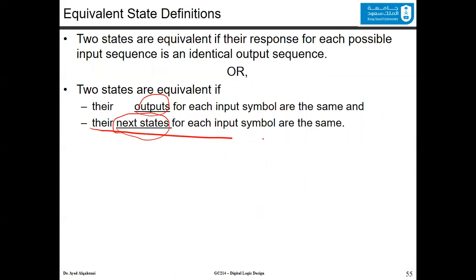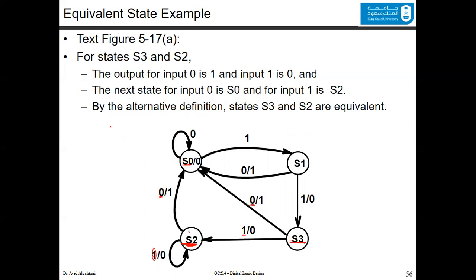This part here is okay. Up to this point, they look equivalent, S2 and S3. We need to check also the output. Now, for S2 and S3, if the input is 1, we noticed that the output is 0. Good. We covered input 1. For S2 and S3, if the input is 0, we check the output and we found that the output is 1.